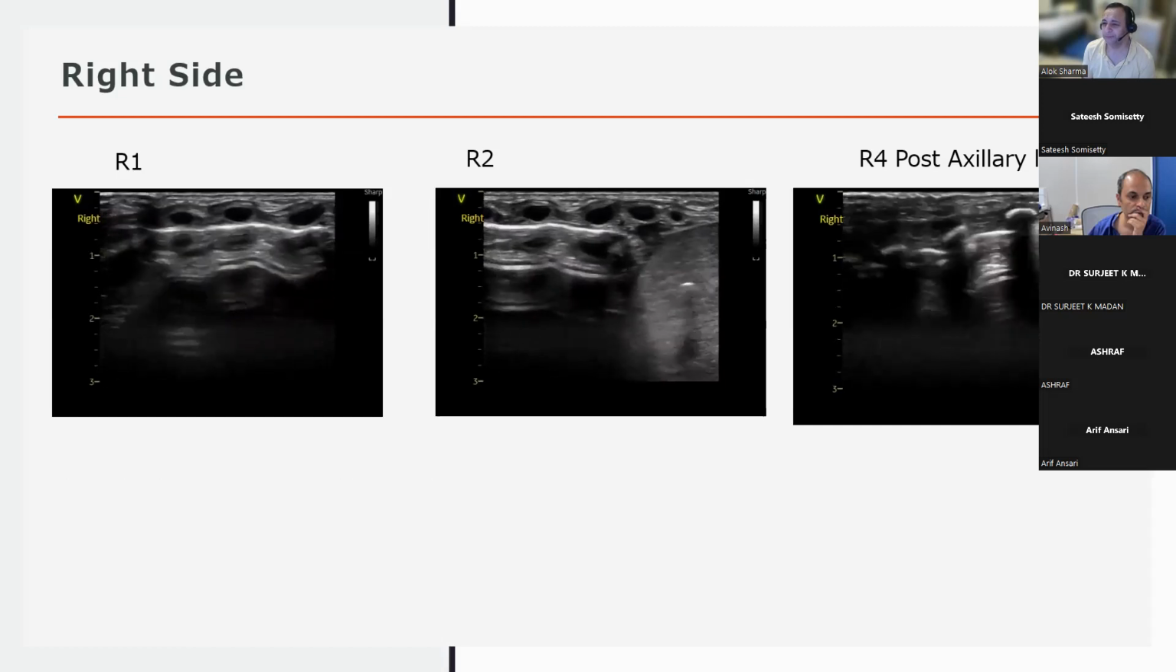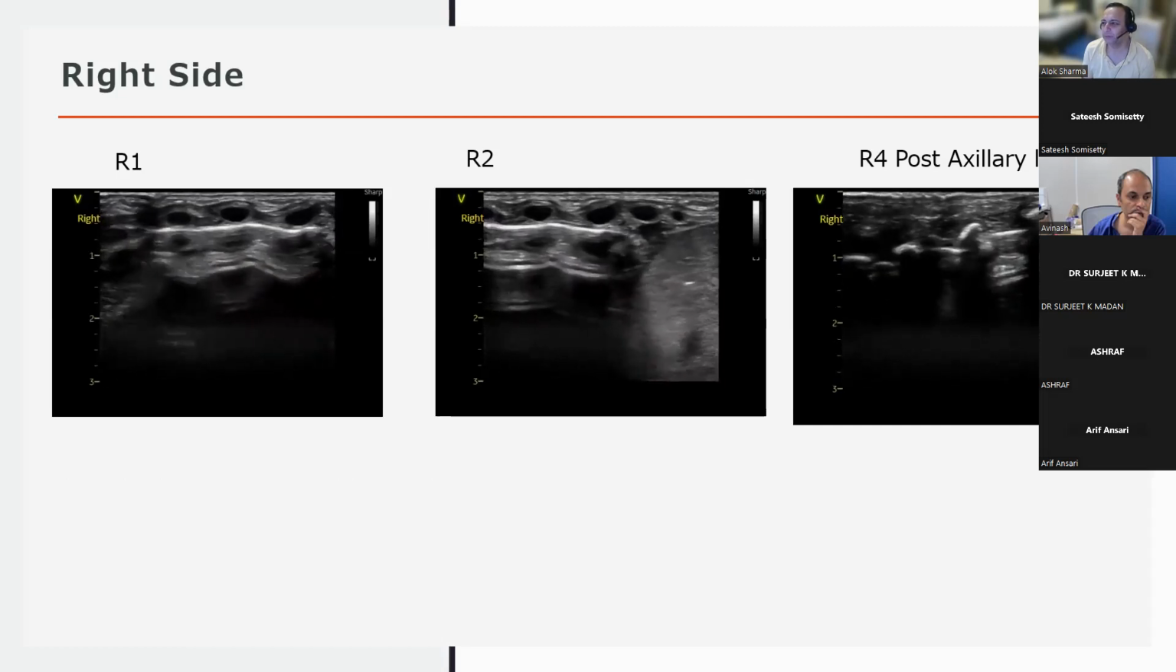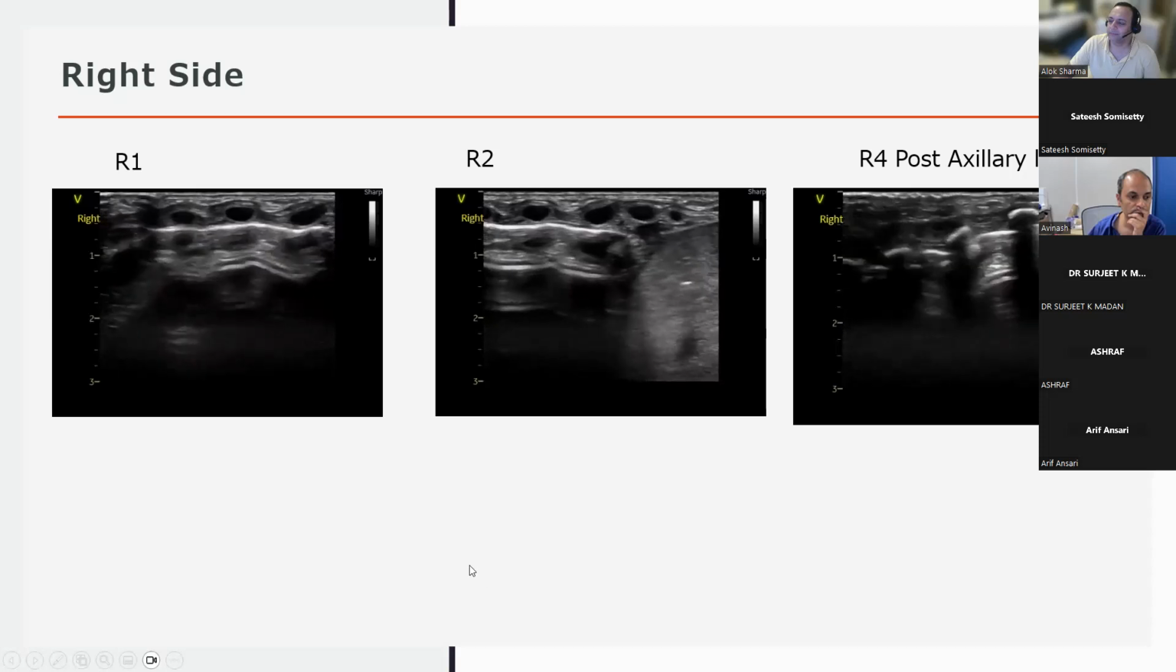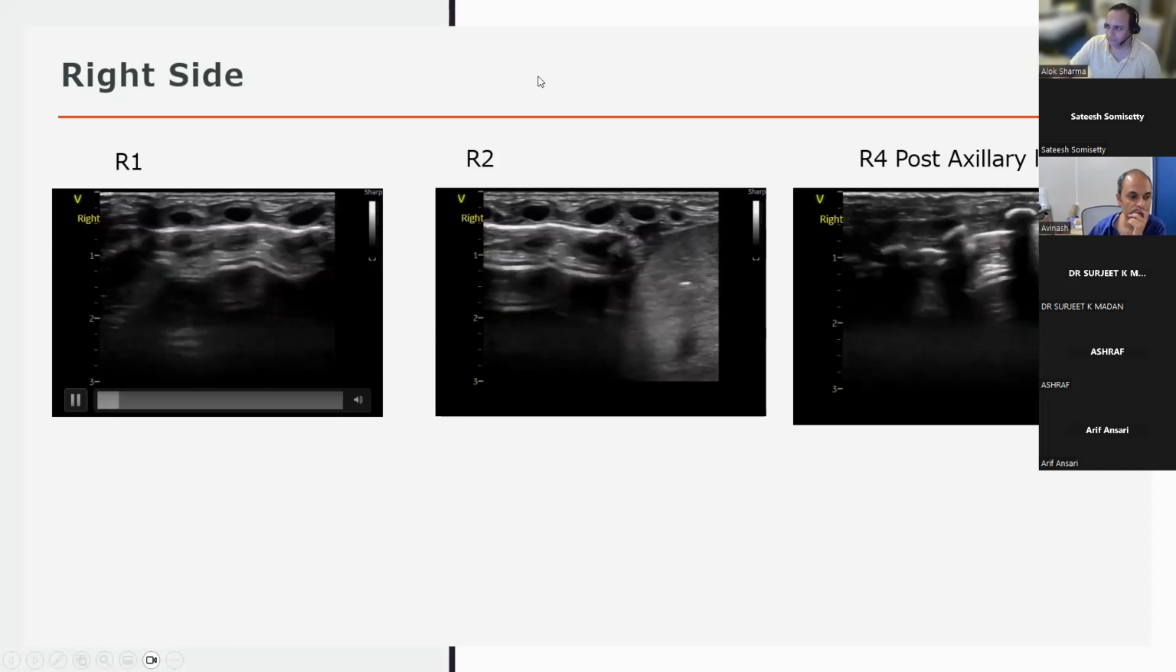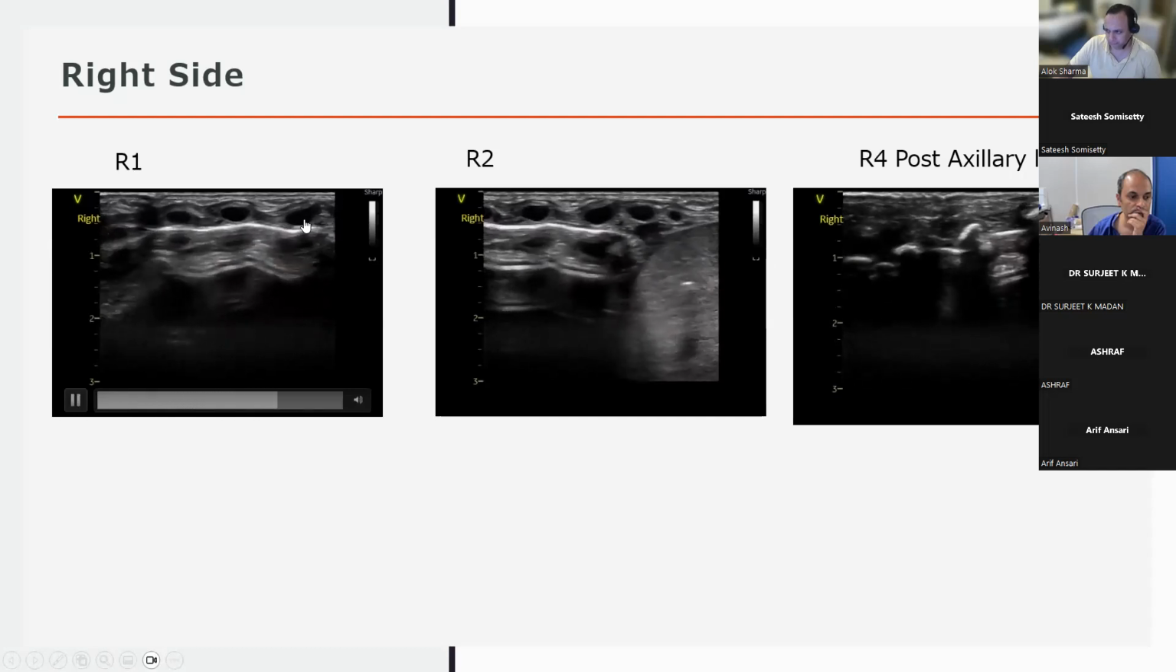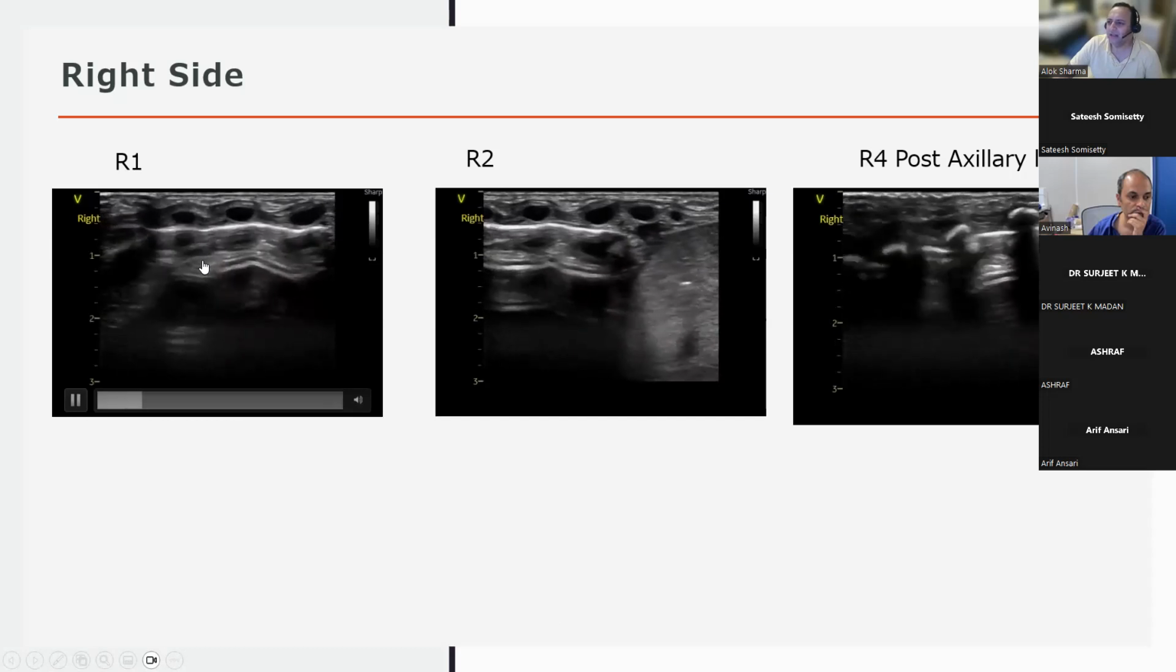Okay, R1, obviously we've got the bat wing sign, 3 ribs at least, and the depth is about 3.5 centimeters. So in a term baby, that is good. I can see A line, but I can see truck sign here. I can't see either B lines or comet tail artifacts, I should say. So there is evidence of air leak. Very good. Now we're just looking to quantify this air leak, see how large this is.